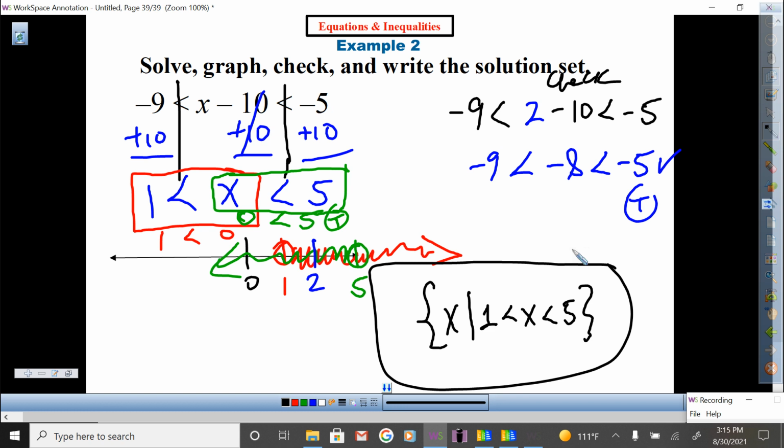Let's go. We got this, yes? Compound inequalities, we good? All right. Now, let's crank it up a notch, yeah? Oh, yes.